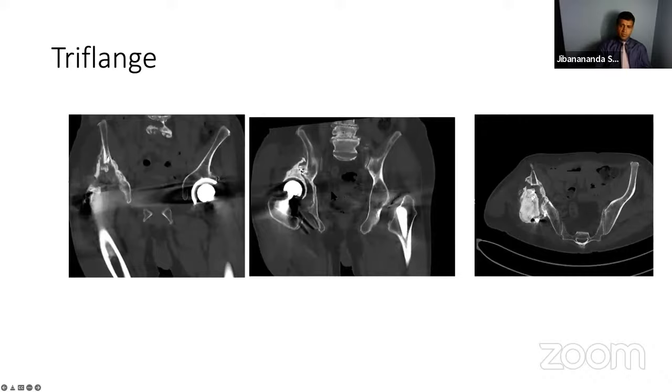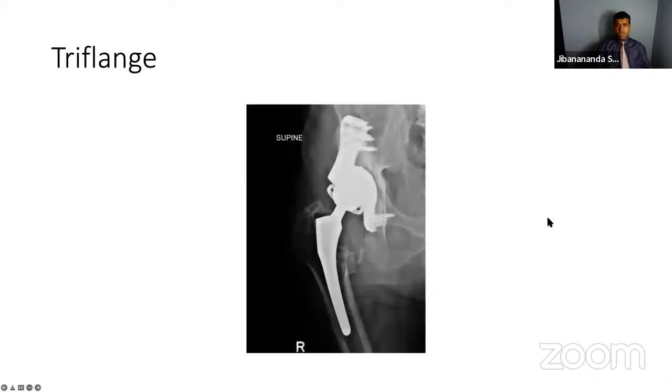Again, stacking augments was an option, but at this one, we decided to put a triflange. We had some good iliac bone to hold on to, as you can see in this one. If you compare with the previous case I presented, that was a tiny bit of bone left on the top, but this is a lot more bone for us to anchor. So a triflange was done.